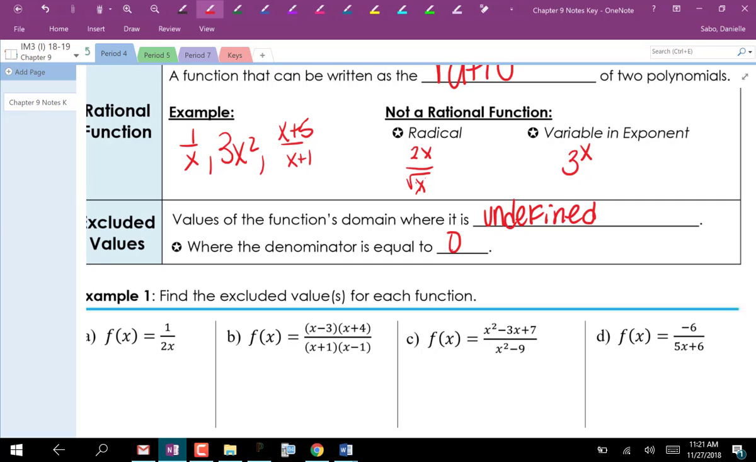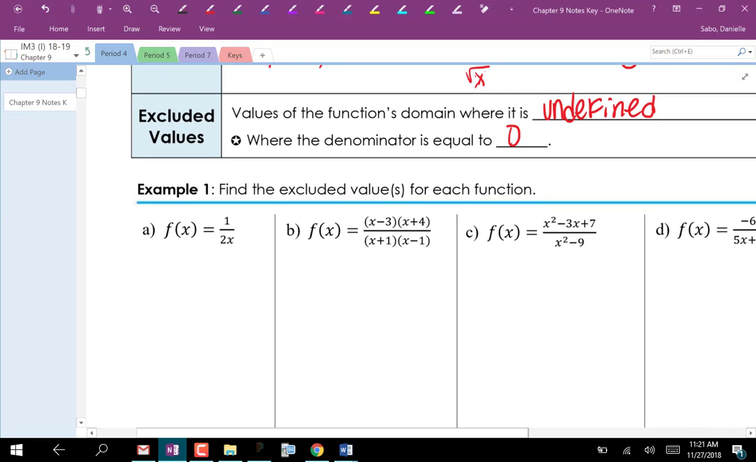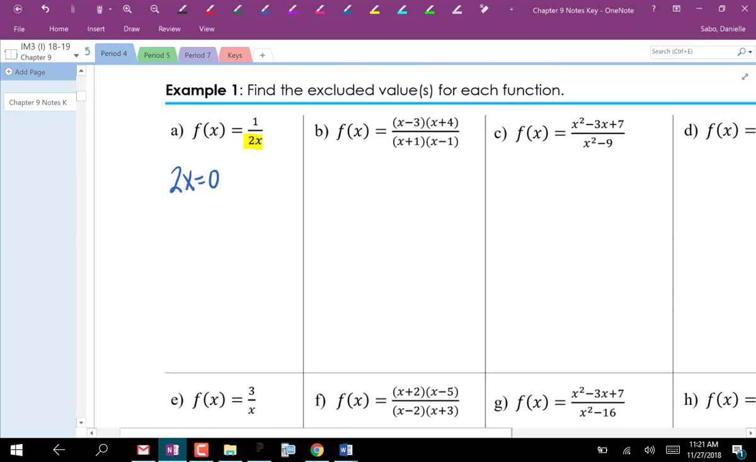It's actually pretty easy once you get into it. Again, this is all different, all new to you, so just bear with me. Find the excluded values for each function. So we're going to set the denominator equal to 0. I'm going to set this piece here equal to 0. So I have 2x equals 0. What would I do to both sides? Divide by 2. So I just get x is equal to 0.